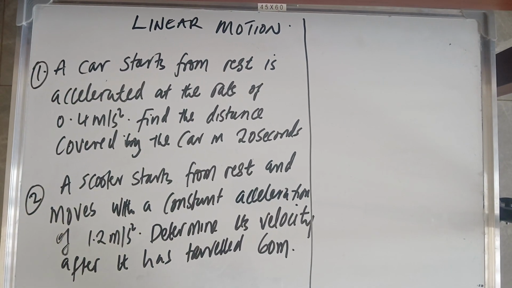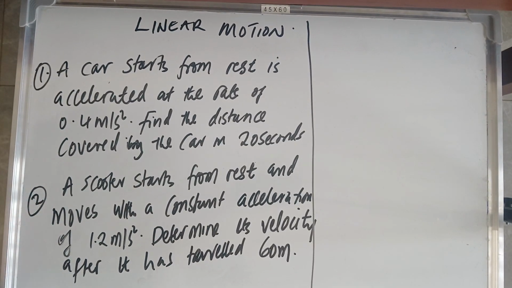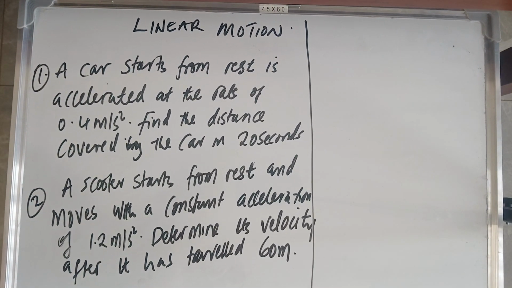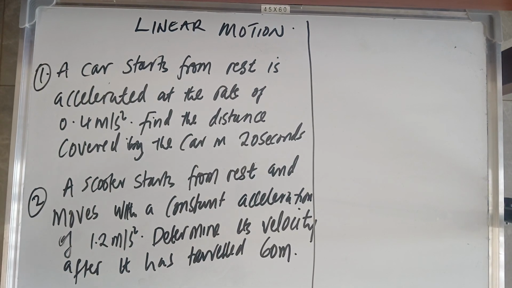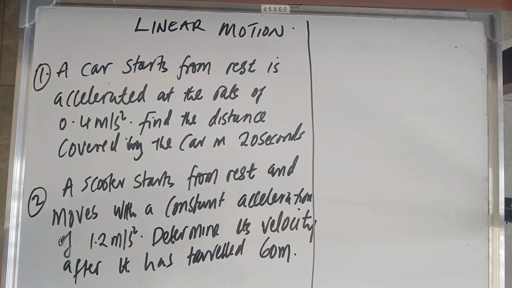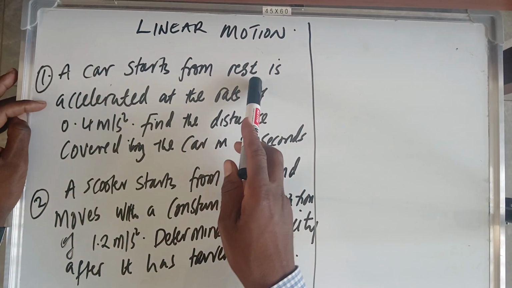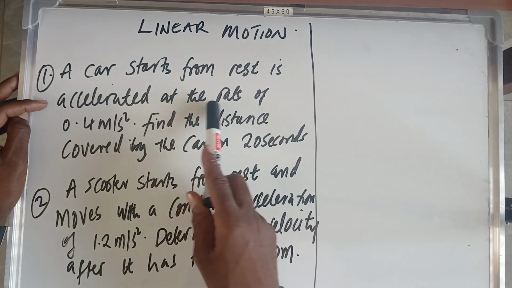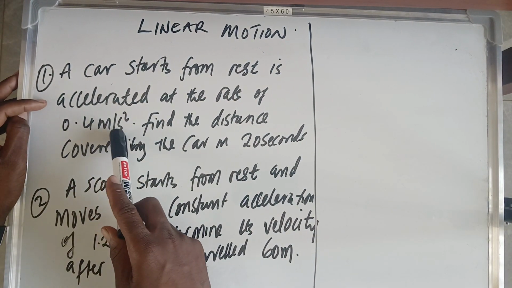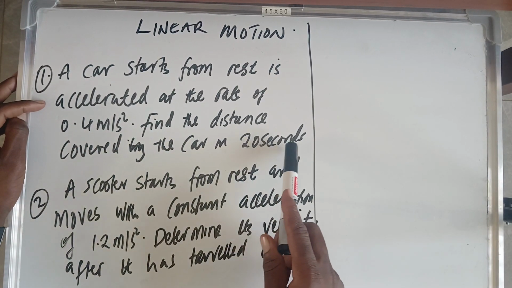Okay, in this tutorial, I want us to look at these two questions with reference to the previous tutorial where we looked at the equations that govern linear motion. Question one: a car starts from rest and is accelerated at the rate of 0.4 meters per second squared. Find the distance covered by the car in 20 seconds.